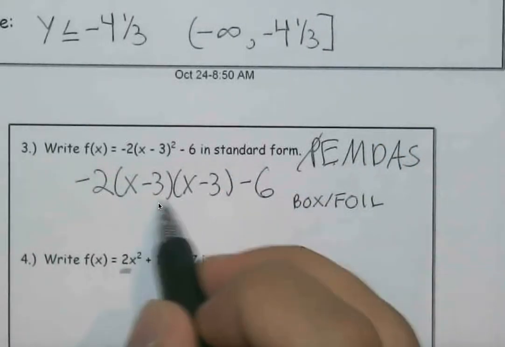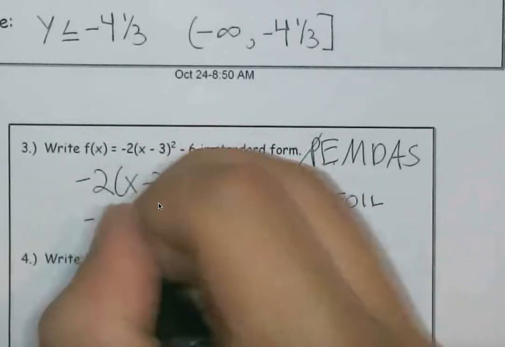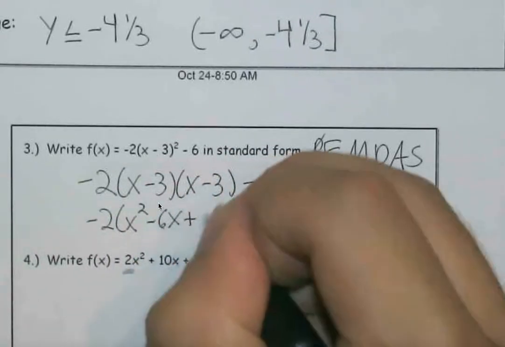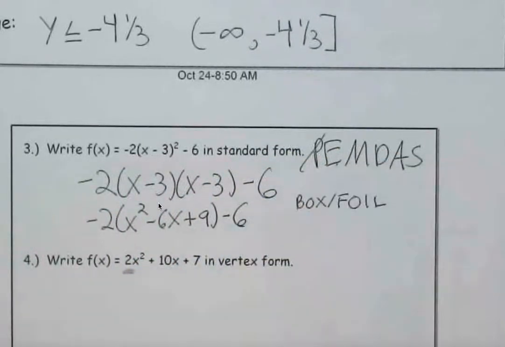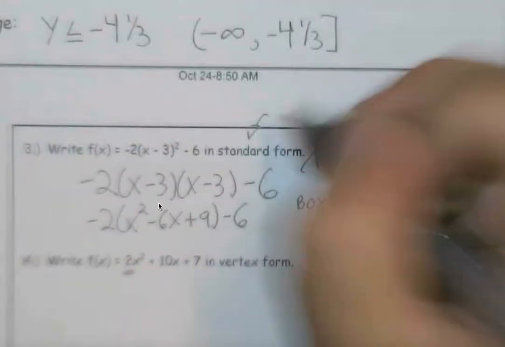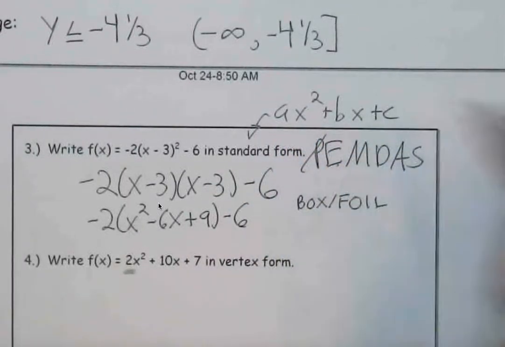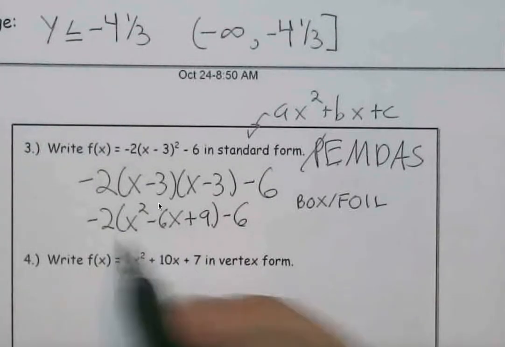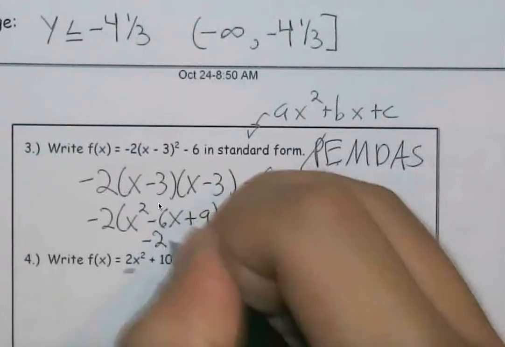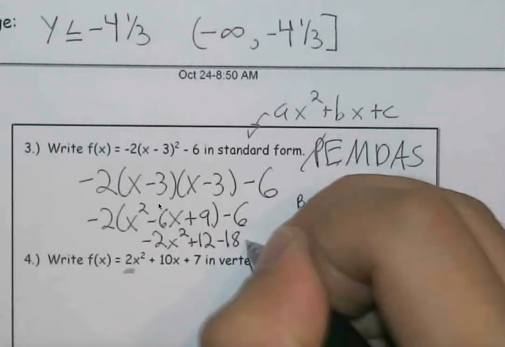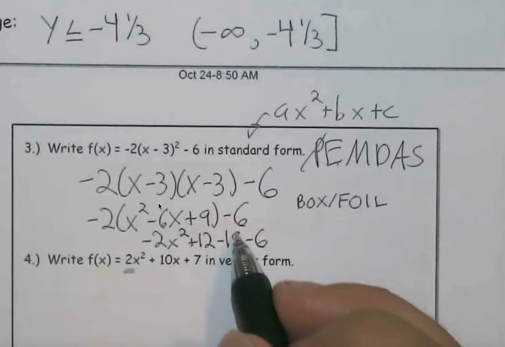x minus 3 multiplying with x minus 3 gets us x squared minus 6x plus 9, and then minus x. As mentioned previously, standard form is going to be that original ax squared plus bx plus c form. So if I distribute -2, I have -2x squared plus 12x minus 18, also subtracting 6 here.